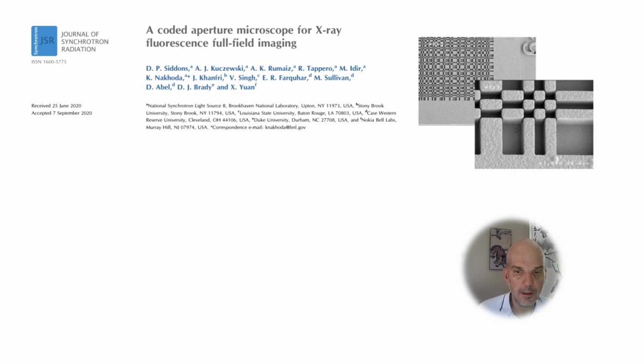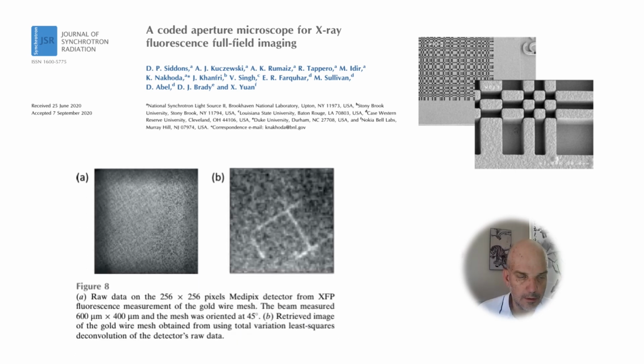We have gold, 25 microns of gold deposited on silicon nitride and then etched into a pattern. The pattern here happens to be an order 73 modified uniformly redundant array. What the heck is that? Well, it produces images that look like this.